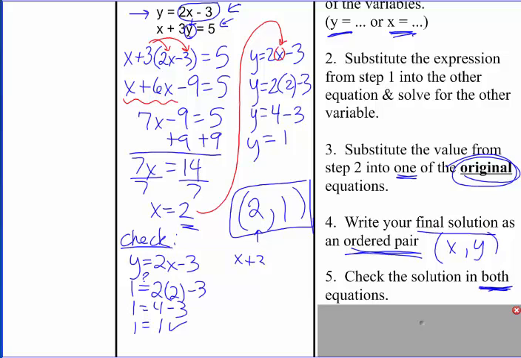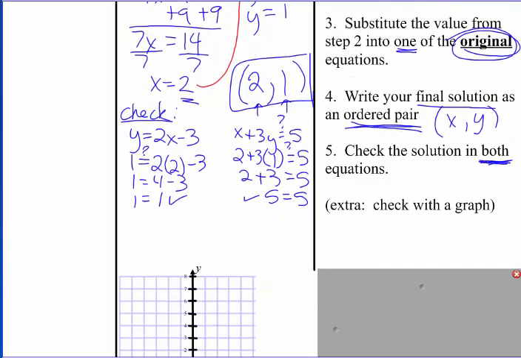So x plus 3y equals 5. We want to see if it works in that equation. So x is 2. 3 times y is 1. So 2 plus 3, because 3 times 1 is 3. 2 plus 3 is 5, so 5 does equal 5, so it does work in both.